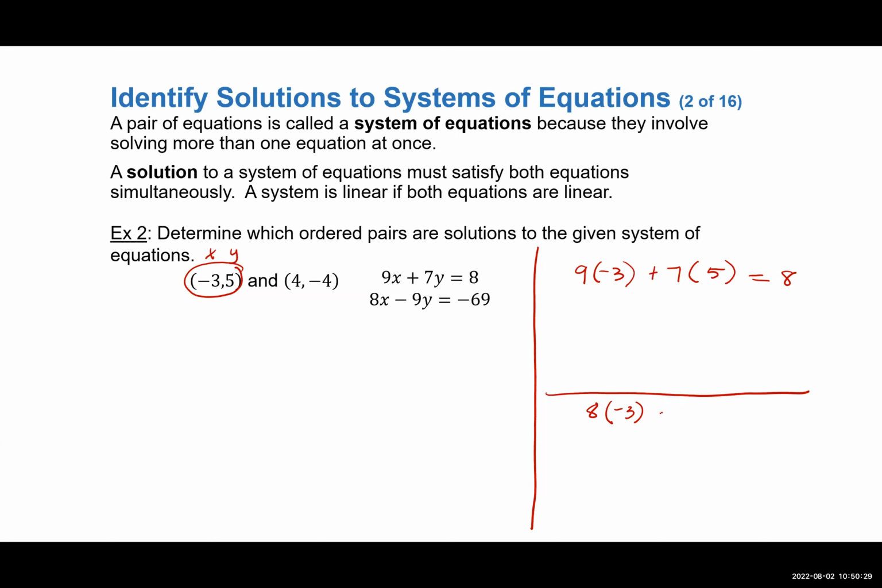Make sure you do it right too. 9 times 5 equals 45, so -27 plus 35 equals 8. And yeah, that's 8. 8 equals 8. Check, it worked. And then we've got -24 minus 45. Is that -69? Yeah, that's -69. It works. So this is a solution.